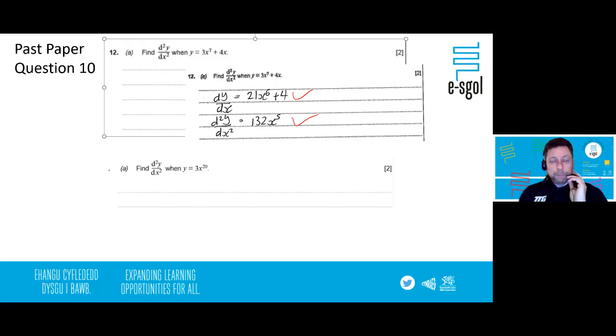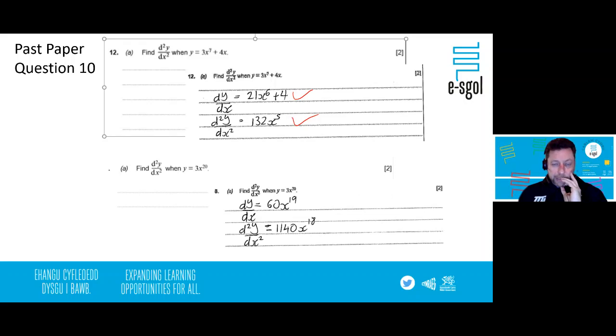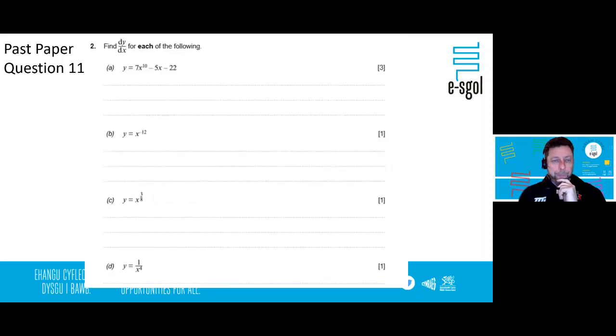Bottom one's even easier. 3/20 are 60, decrease the power by 1. Even I probably use 60 times 19, probably use my calculator to check. It was 1,140, not a number I'm used to writing often in school. X to the power of 18. So those ones are short and sharp, and they're on every year. And as I say, you will see them again in session 3 on stationary points. So that's why I've done basic differentiation this week.